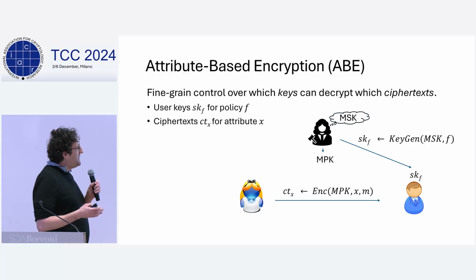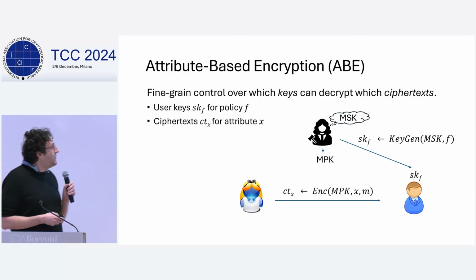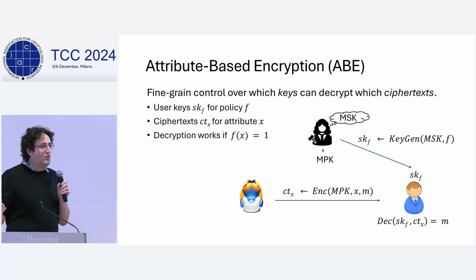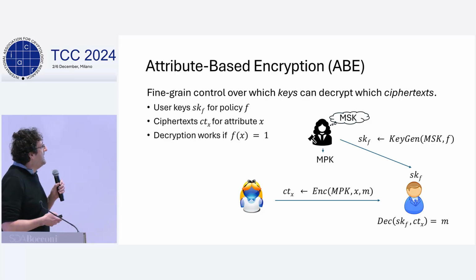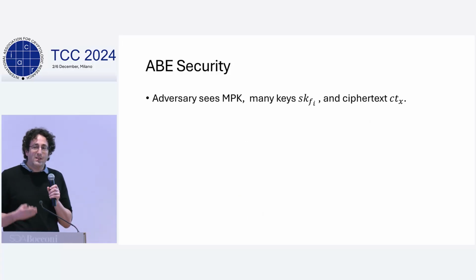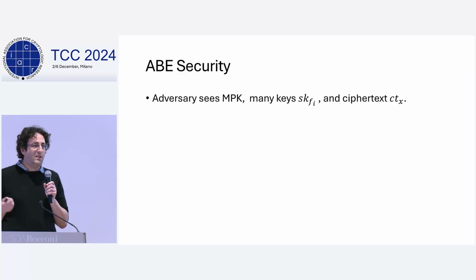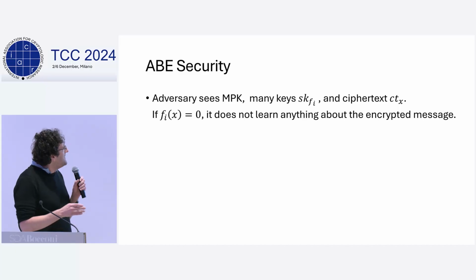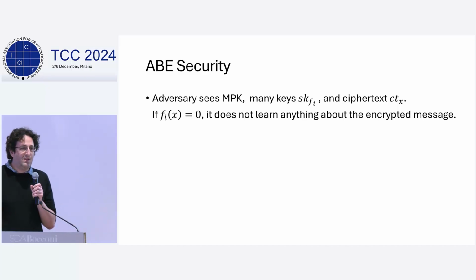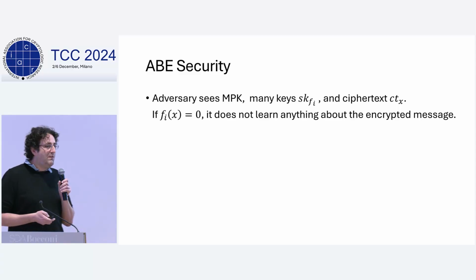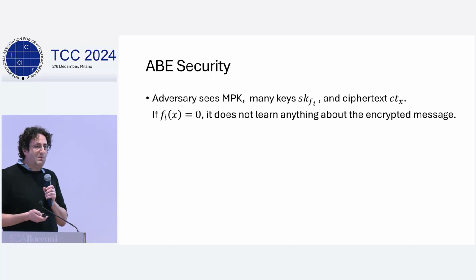When we create a ciphertext for some message M, this ciphertext is tied to an attribute X, and a user with a secret key for policy F can decrypt a ciphertext with attribute X if F of X is equal to 1. When it comes to security, we consider an adversary that gets the master public key and many secret keys for different policies Fi, as well as a ciphertext with attribute X. And the goal is that if Fi of X is equal to 0 for all of these policies Fi, meaning that the secret keys are not qualified to decrypt the ciphertext, then the adversary should not learn anything about the encrypted message.